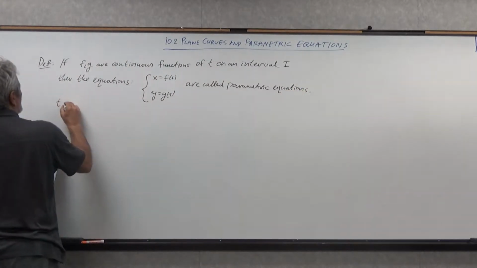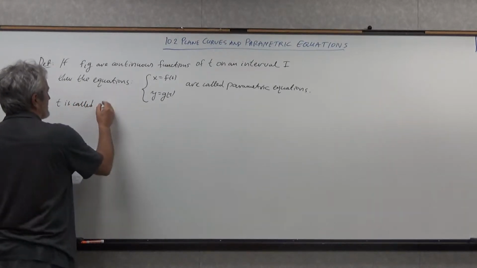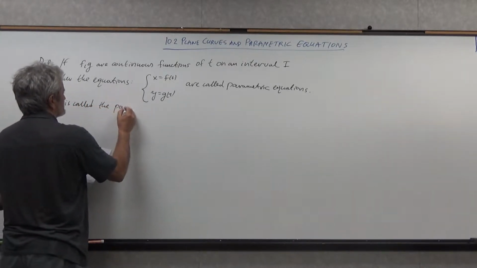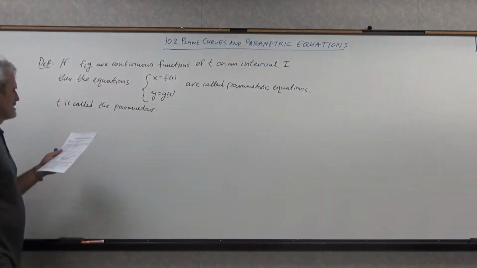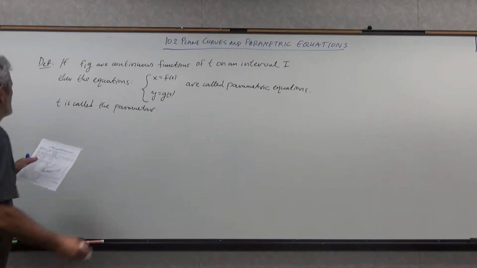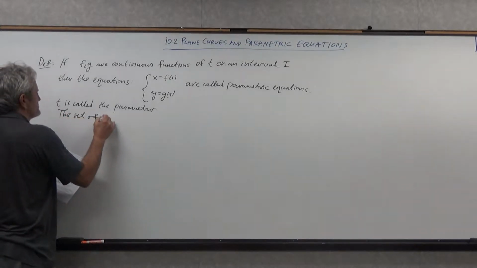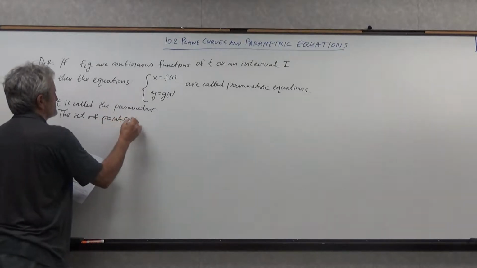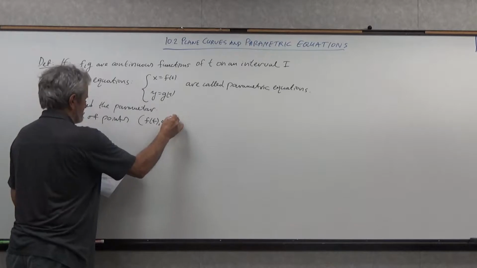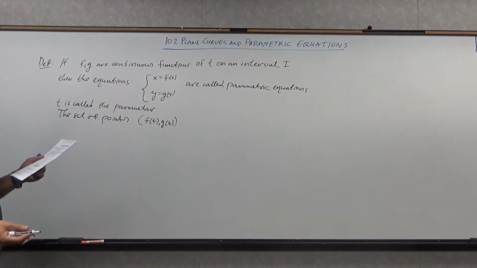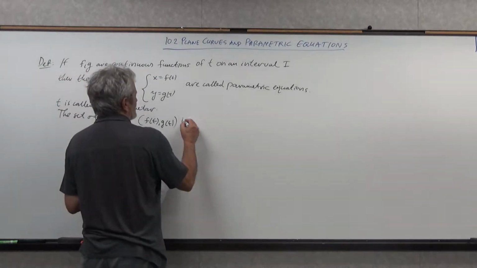T is called the parameter. The set of points f of t, g of t, when t belongs to the interval, is the graph of this equation.